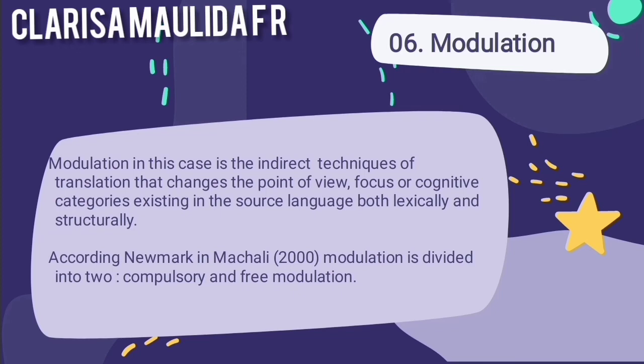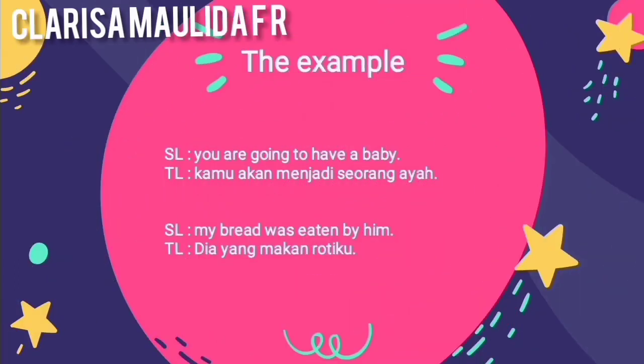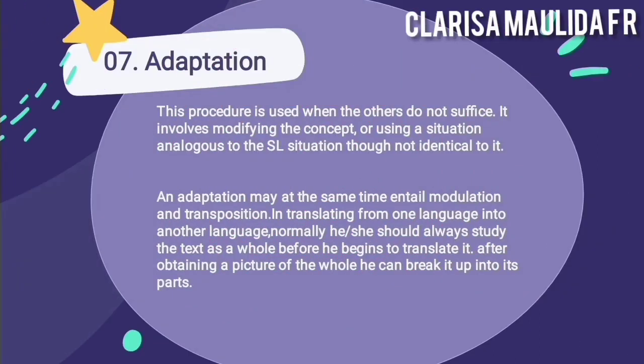Number 6, modulation. Modulation in this case is the indirect technique of translation that changes the point of view, focus or cognitive categories existing in the source language, both lexically and structurally. According to Newmark in Machali, modulation is divided into two, compulsory and free modulation. The first example, "you are going to have a baby", "Kamu akan menjadi seorang ayah". The second example, "my bread was eaten by him", "Dia yang makan roti".